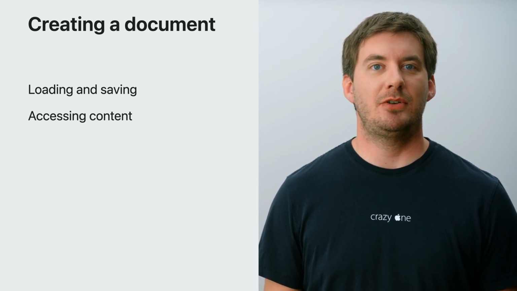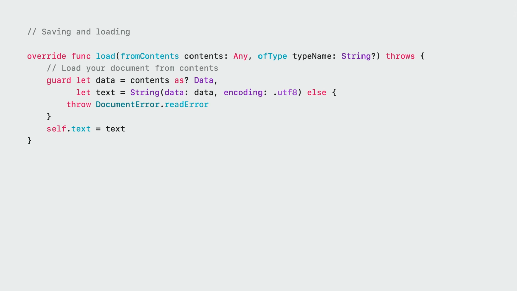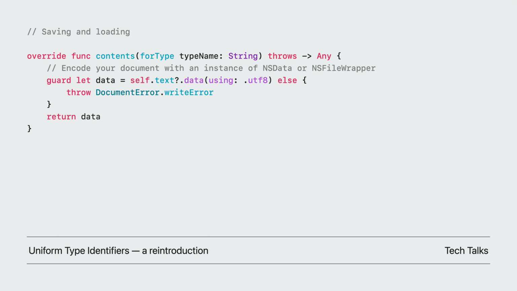Before we talk more about accessing the content, let's talk about loading and saving. For simple file-based documents, there are two convenience methods you can override. When a document gets opened, load(fromContents:ofType:) will be called with the contents of the file. When the document is being saved, contents(forType:) is called to get the current content of the document. The content of the document is a data object for regular files or a file wrapper for everything else. To learn more about file types and how they work, check out the Tech Talk Uniform Type Identifiers, a reintroduction. For example, here, the document deals with regular Markdown files, so we expect a data object.